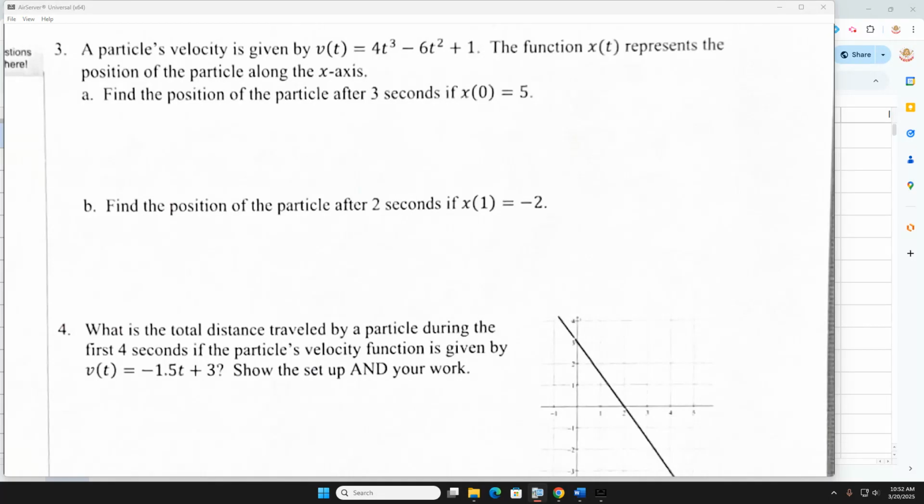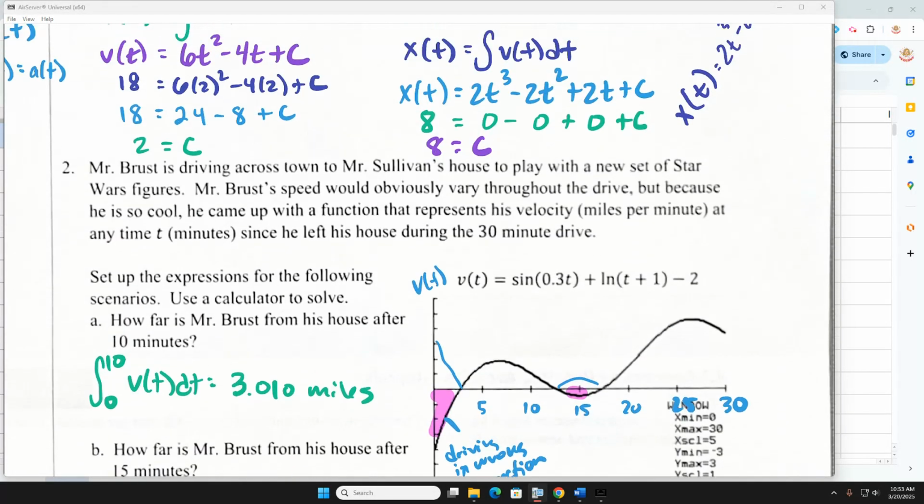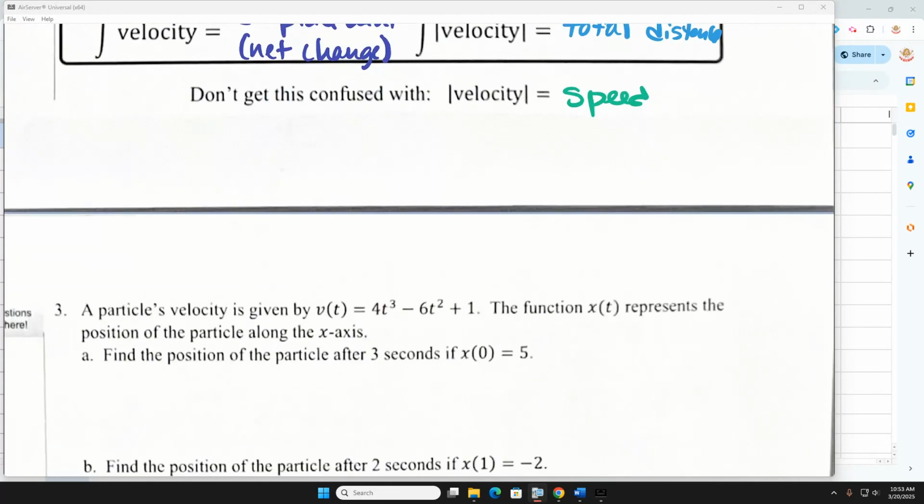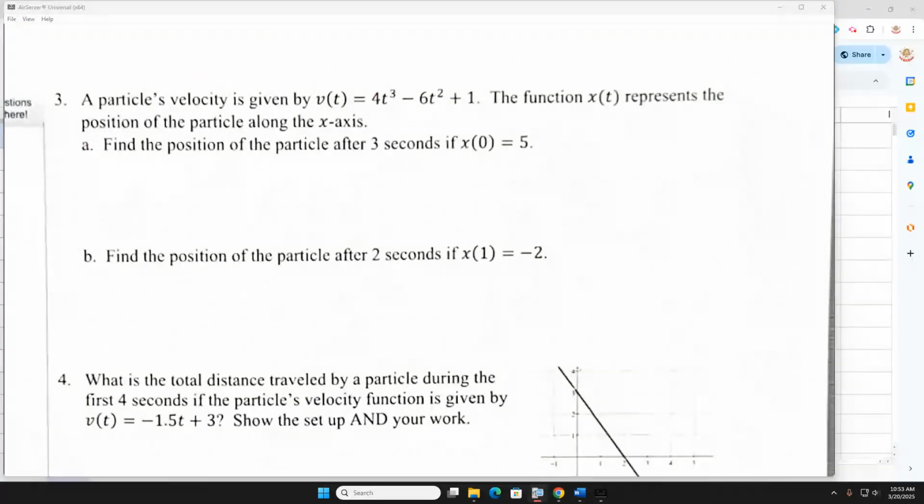Now, we could just find the position function like we did from here to here, and then plug in 3. But there's another way I want to remind you that you can do it if you want to do it that way. I personally prefer this way that I'm going to show you, but you can do it either way.